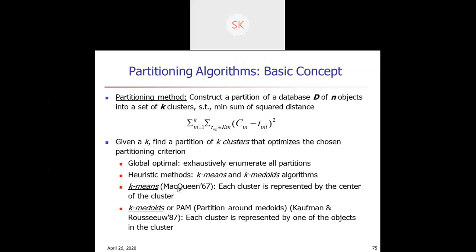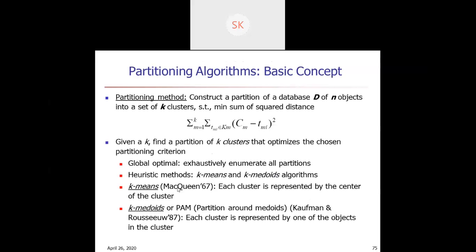Next, now out of these two, partitioning algorithm. So now the basic concept with respect to this partitioning method, algorithm also we can say: construct a partition of database D of n objects into k clusters, such that the minimum sum of square distance should be there.